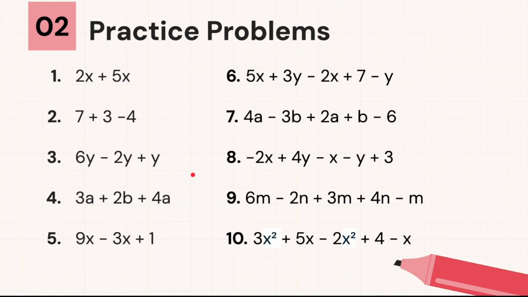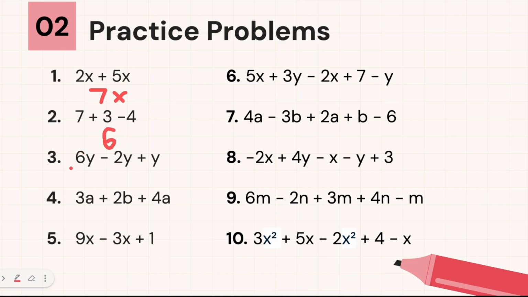Now we have some example problems that we'll go over together. So first off, we have 2x plus 5x. As we can see, these are like terms because they both contain the variable x to the power of 1, so we could simply write this as 7x. Now we have 7 plus 3 minus 4. As these do not contain any variables, they are just constants, we can simply add and subtract the numbers. So we have 7 plus 3 is 10, and then 10 minus 4 is 6.